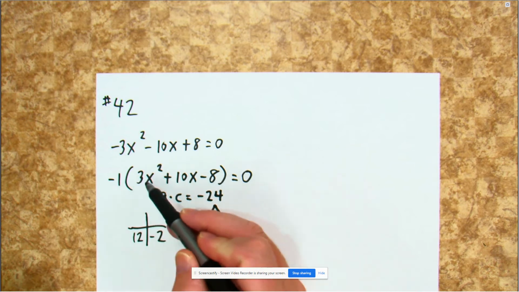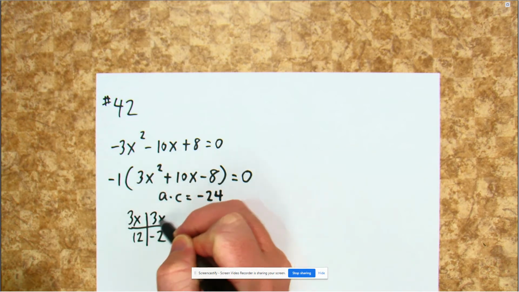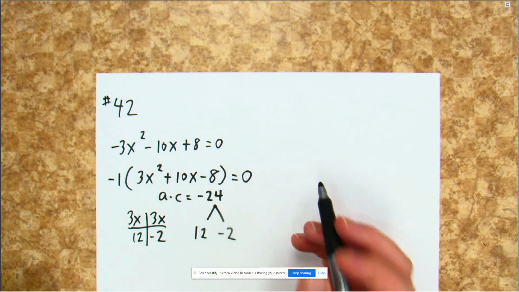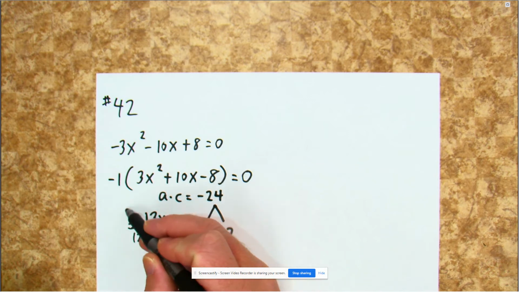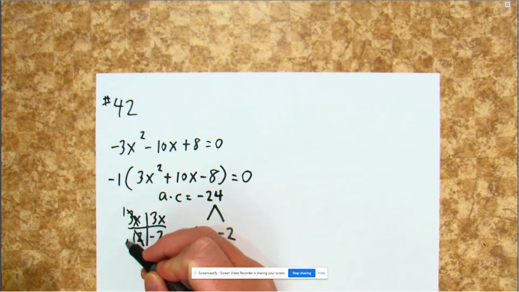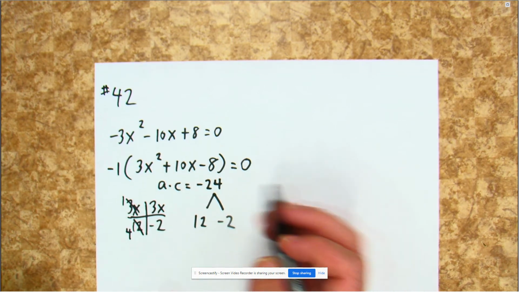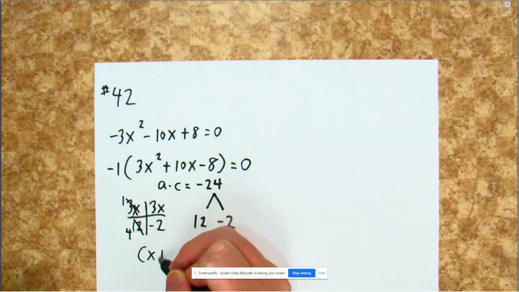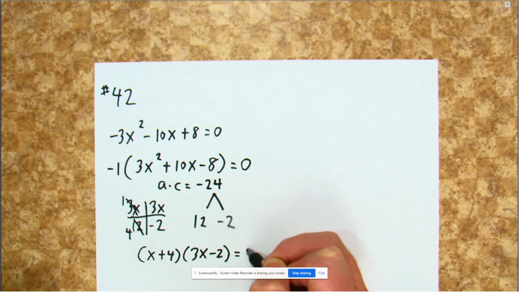It's a 3x squared, so I got to break it up, 3x and 3x. Simplify. 3 over 12 becomes a 1 over 4. The 3 over 2, keep it. It doesn't simplify. Keep the negative on the bottom. This leaves me with a 1x plus 4 and a 3x minus 2 equals 0.